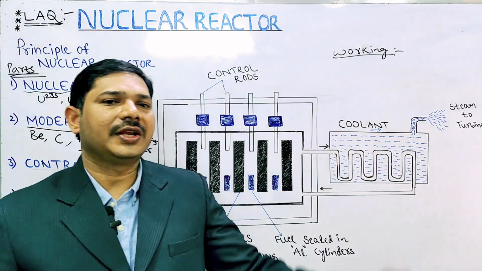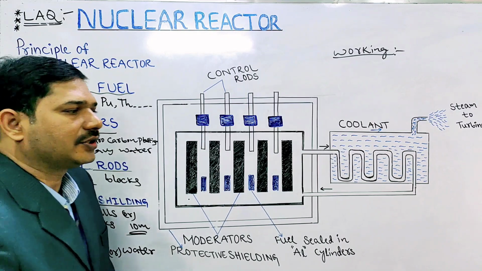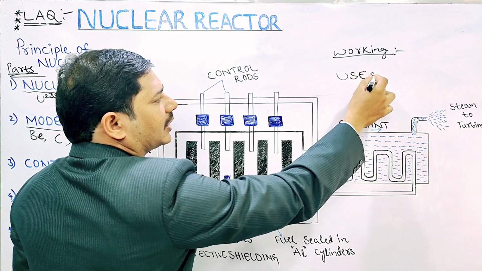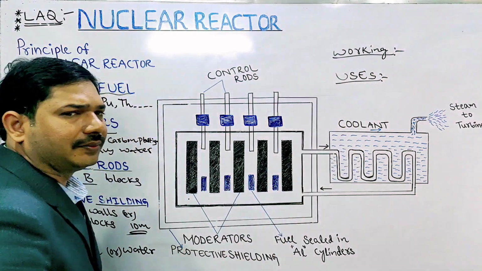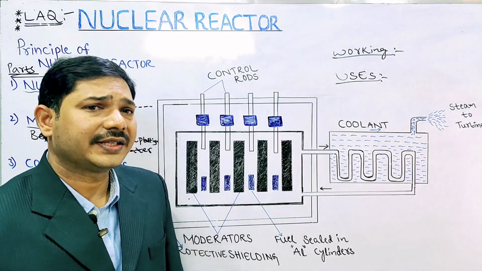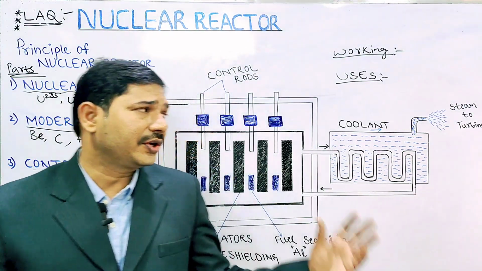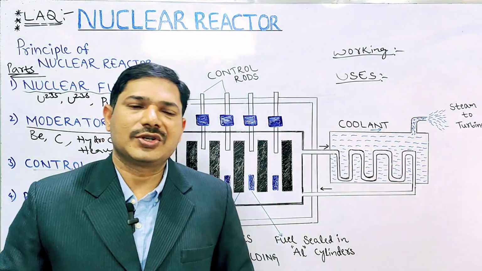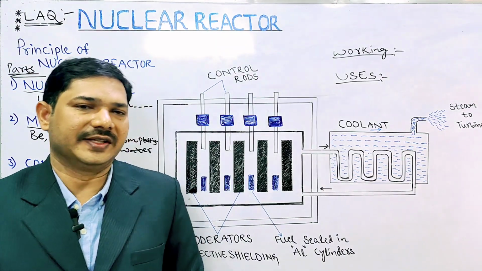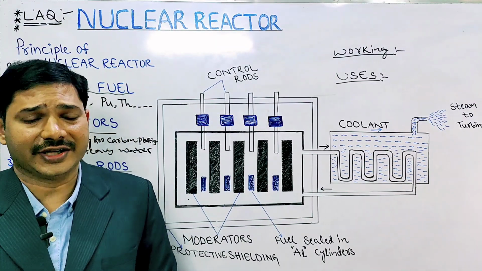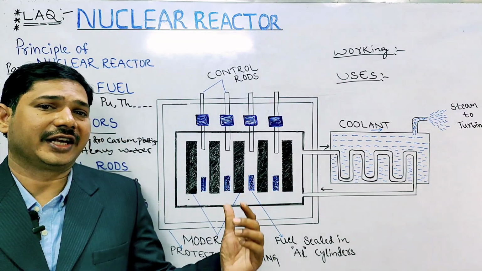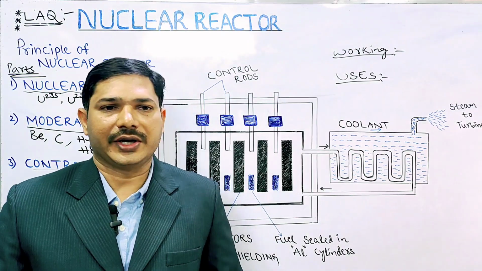So thus, you have to write the working. After the working, since this is a long answer, you also have to write the uses. What are the uses? The first point is to produce electric power. The second one is what to write? In this nuclear reactor, some radioisotopes are also released. Those radioisotopes are used in various fields like the medical field, agriculture field, and industry field. So the radioisotopes released in the reactor are useful.